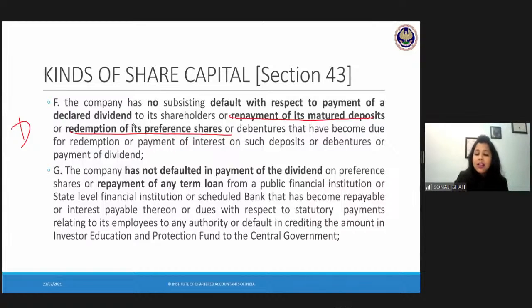Now, after the expiry of the financial year, that financial year will end on 31st March 2022. From that, if 5 years have lapsed, then in that case, the company will be allowed to issue the DVR.